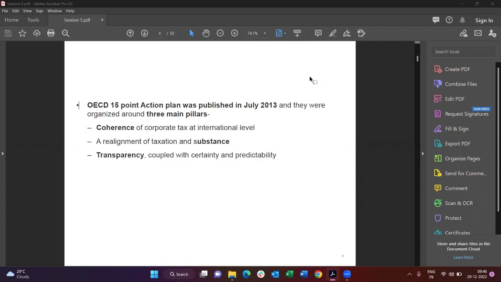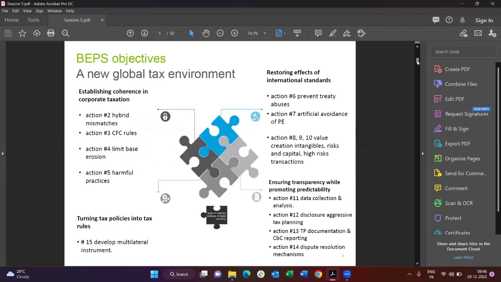So basically, the action points were divided like this. There are four objectives: transparency, restoring effects, establishing coherence, and turning tax policies into tax rules. And basically, the action plans were divided on this. I think this is self-explanatory.